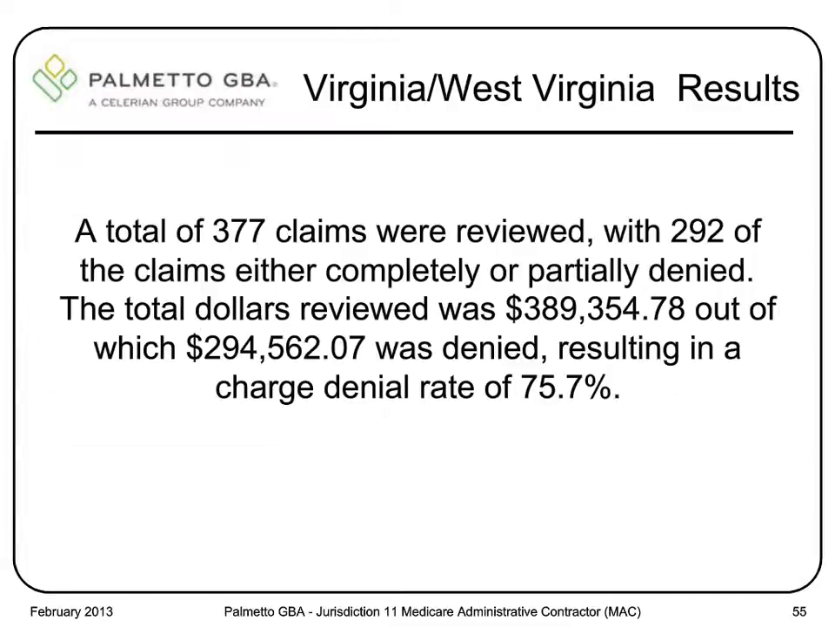In Virginia and West Virginia, a total of 377 claims were reviewed, with 292 of the claims either completely or partially denied. The total dollars reviewed was $389,354.78, out of which $294,562.07 were denied, resulting in a charge denial rate of 75.7%.